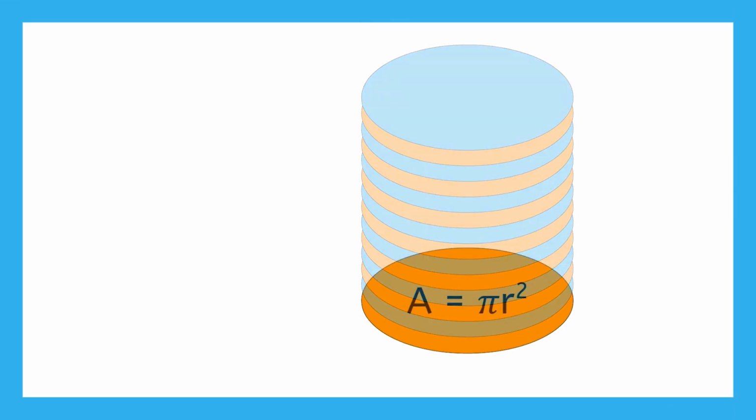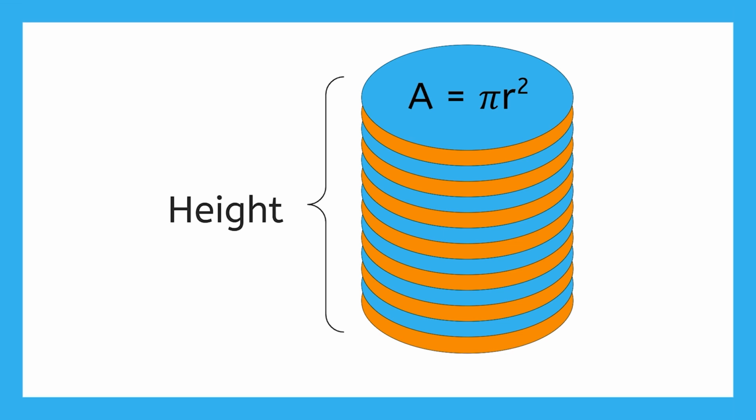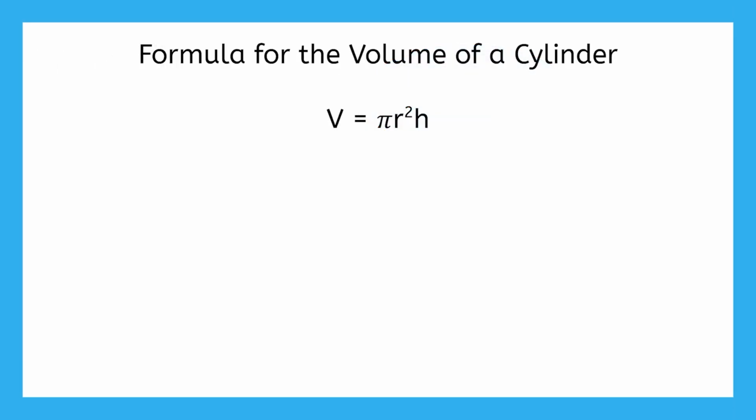The slice itself is the area of the circular base, and the stack of all the slices is the same height as the height of the cylinder. So to find the volume, we need to multiply the area of one of those slices times the height of the cylinder. The area of a circle is pi r squared, so we'll times that by h for height. That gives us the formula for the volume of a cylinder, which is V equals pi r squared times h. Said in words, volume equals pi times the radius raised to the second power times the height.